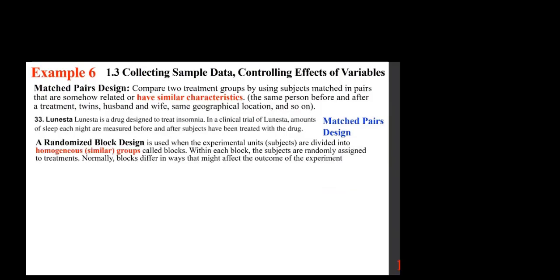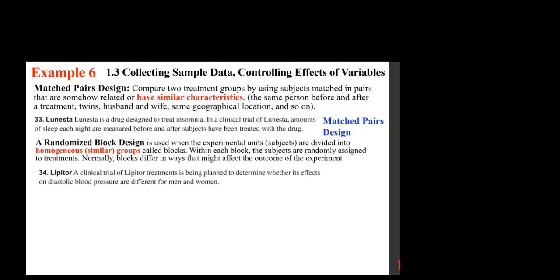A randomized block design is used when the experimental units or subjects are divided into homogeneous or similar groups called blocks. Within each block, the subjects are randomly assigned to treatments. Normally, blocks differ in ways that might affect the outcome of the experiment. Lipitor. A clinical trial of Lipitor treatments is being planned to determine whether its effects on diastolic blood pressure are different for men and women. That's a randomized block design.